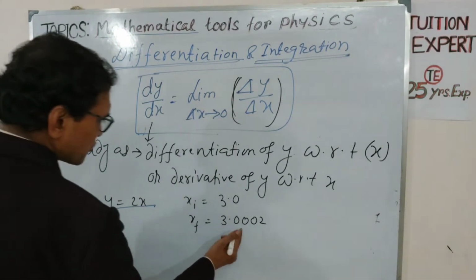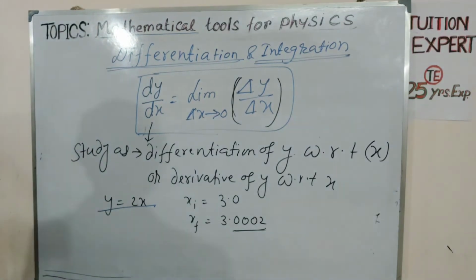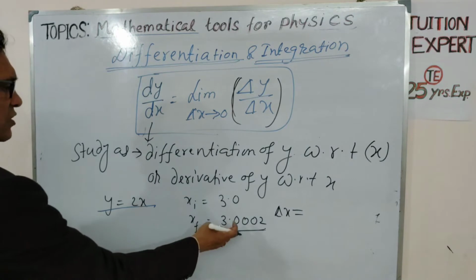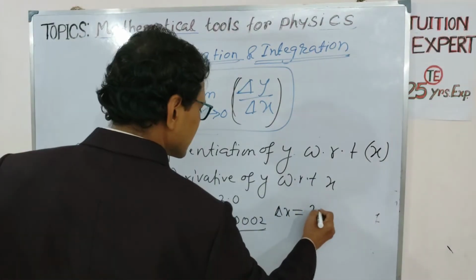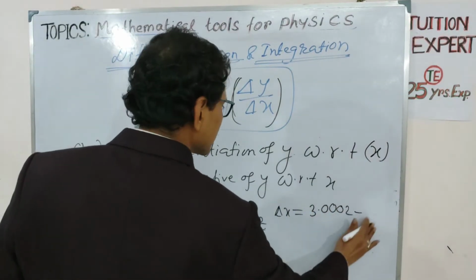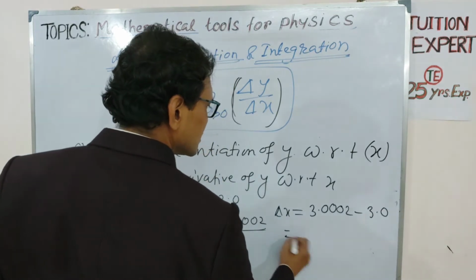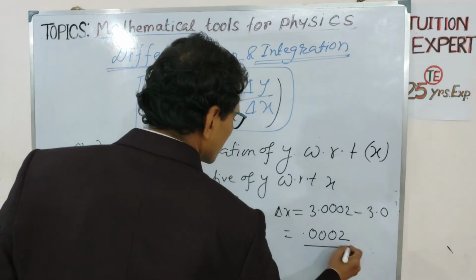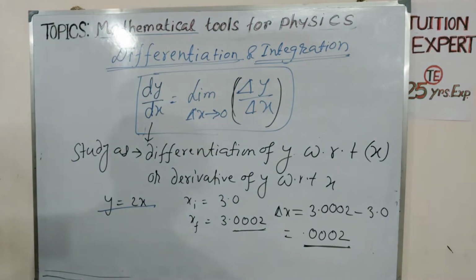Let it go up to this decimal. Then the change of x, del x, equal to what? Change of x equals this minus this, 3.0002 minus 3.0, which is equal to 0.0002. So del x is nearly very small.